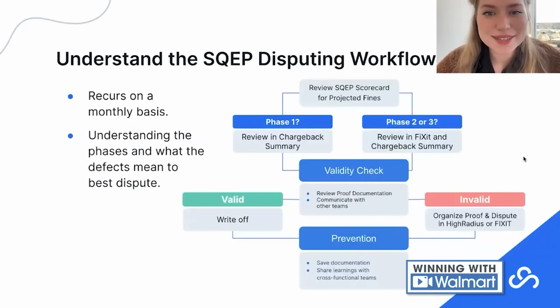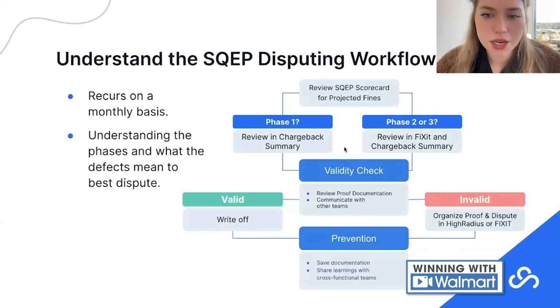Okay, now here is the SQEP disputing workflow. So this is, again, going to reoccur on a monthly basis. The key thing to understand here is what are the phases and what do the defects mean to best dispute. So review your SQEP scorecard for projected fines. I suggest reviewing this weekly, but it's really up to the size of your business. If it's a phase 1, then you're going to want to review in the chargeback summary. If it's in a phase 2 or 3, you're going to want to review in Fix It and chargeback summary.